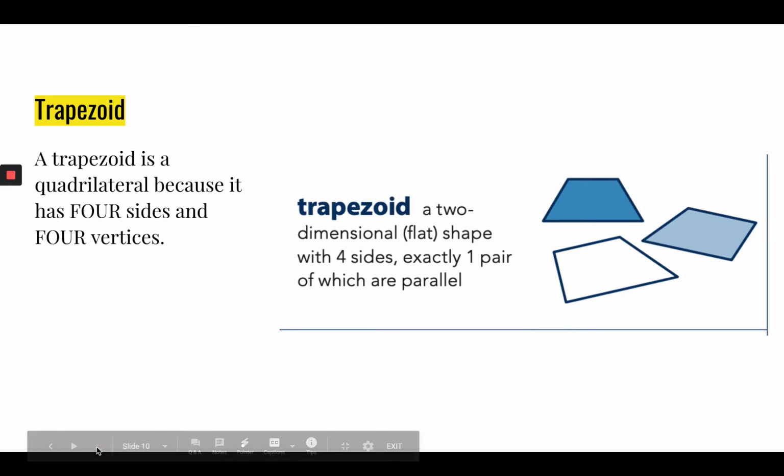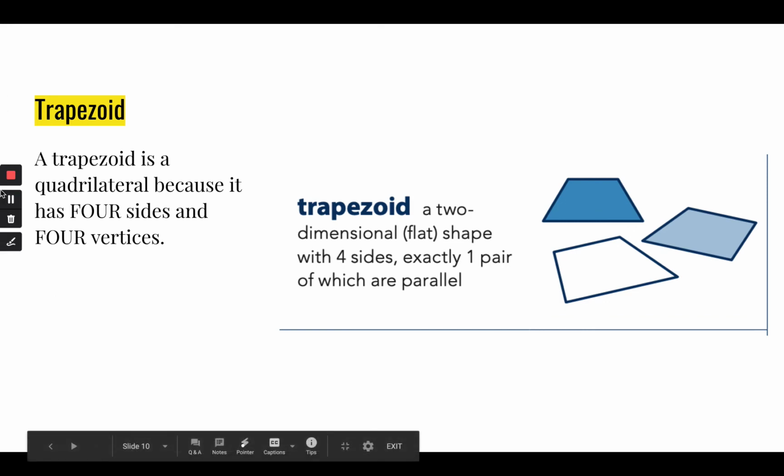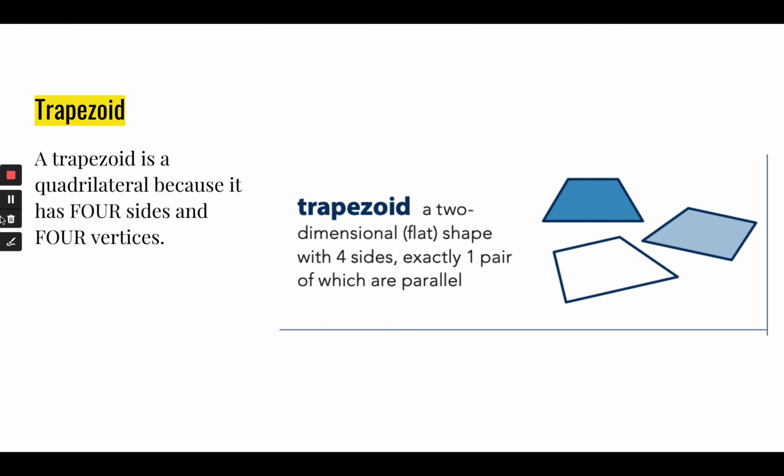So a trapezoid is a quadrilateral, remember, because it has 4 sides and 4 vertices. A trapezoid has exactly 1 pair of parallel lines. We just went over what parallel lines are: lines that would never cross or meet. So these two are the parallel lines, okay?